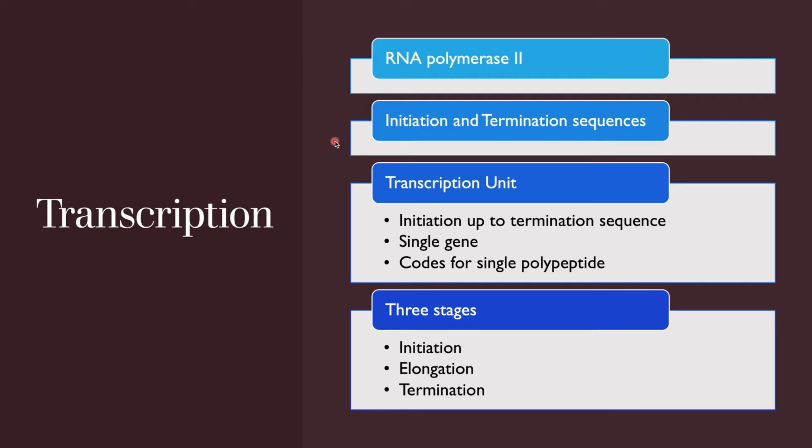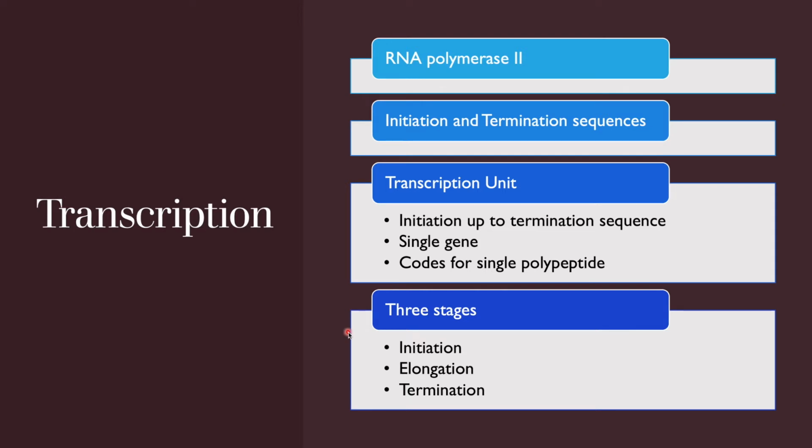Specific DNA nucleotides mark where transcription should start and end. These sequences are called the initiation and termination sequences. The initiation and termination nucleotides, along with nucleotides in between, make up the transcription unit. A transcription unit includes a single gene the RNA polymerase transcribes into a single mRNA molecule that codes for a single polypeptide.